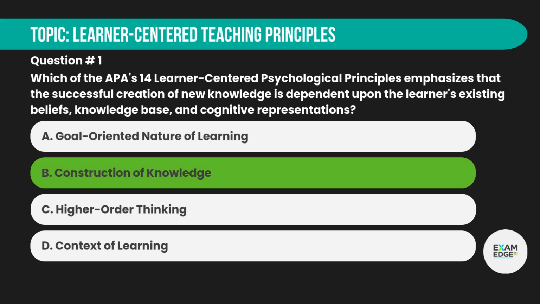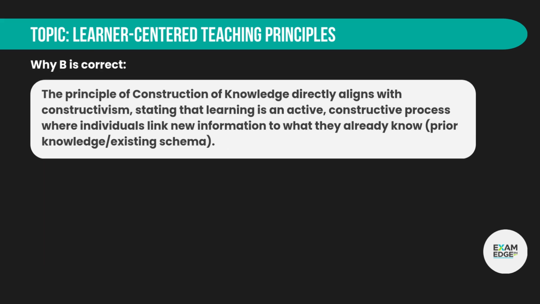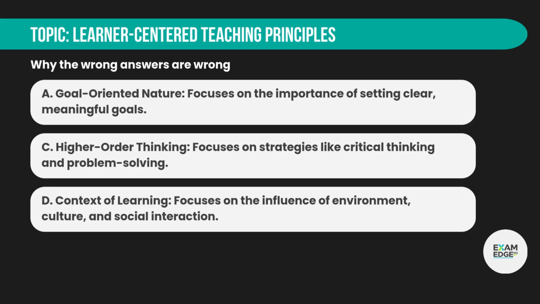Correct answer: B. Construction of knowledge. Why B is correct? The principle of construction of knowledge directly aligns with constructivism, stating that learning is an active, constructive process where individuals link new information to what they already know, prior knowledge, existing schema. Why the wrong answers are wrong?